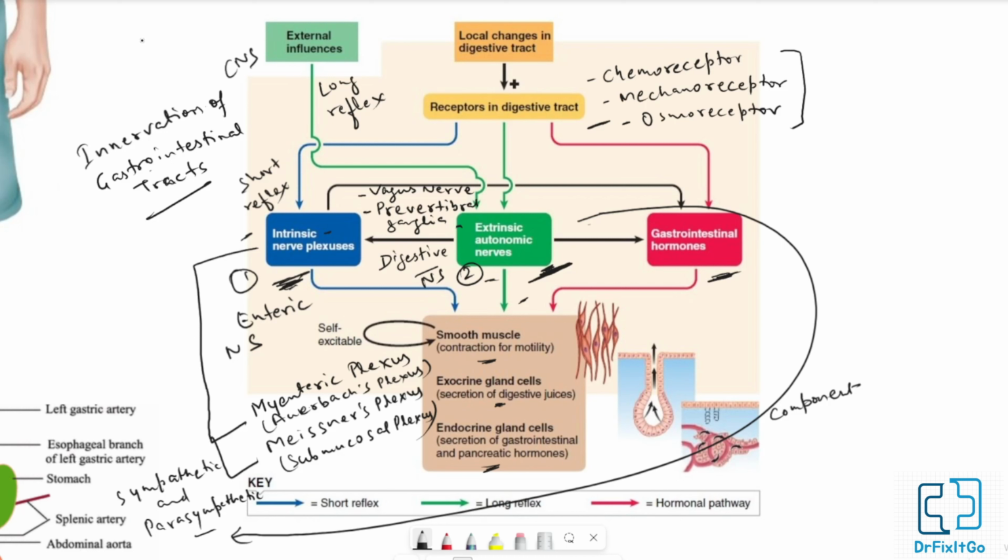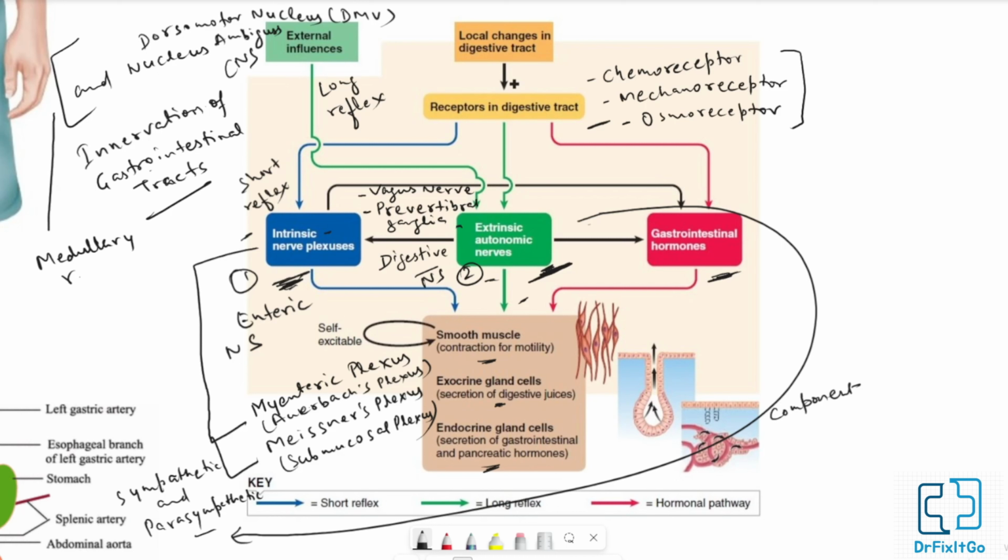The dorsal motor nucleus and nucleus ambiguus, located in the medullary region of the brain stem, contain cell bodies of neurons whose processes travel in the vagus nerve.